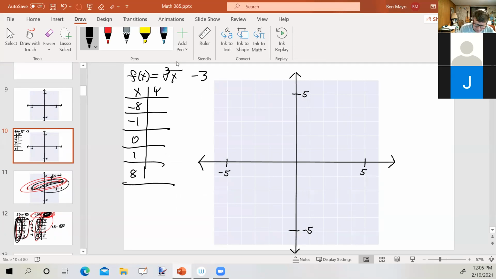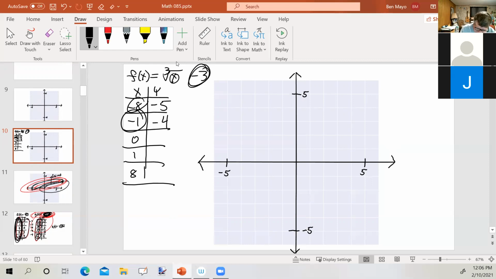Okay. So if we put -8 in there, what's the cube root of -8? -2. -2 minus 3 is? -5. Good. What's the cube root of -1? -1. -1 minus 3 is? -4. Yeah, sorry. I was thinking we have to take the cube root of that. No, we don't. Sorry.